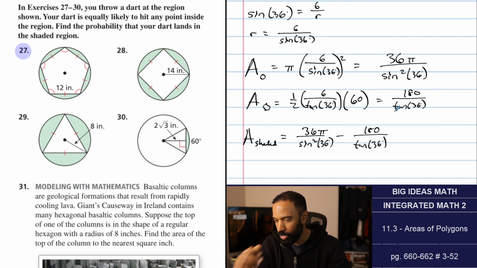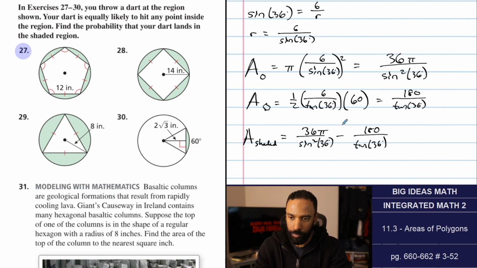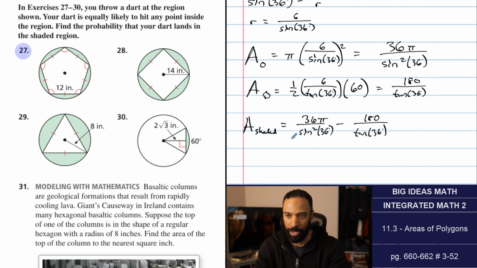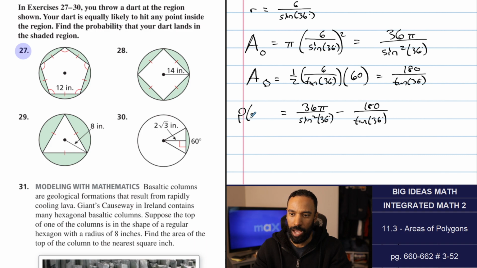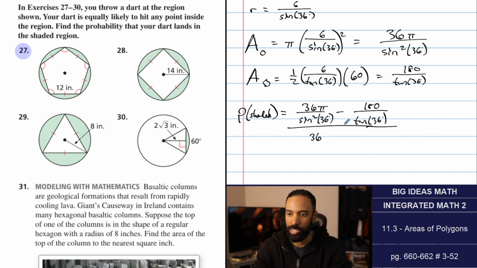And the probability of the entire thing is taking this divided by the area of the circle. So instead of writing area of shaded, let's go straight to probability of shaded. Probability of shaded, we take this and we divide by 36. This is why it's good to actually clean some of this stuff up when you're calculating this stuff. Otherwise, it's going to be quite bad. Over sine squared of 36. I'm just going to write it kind of like that.